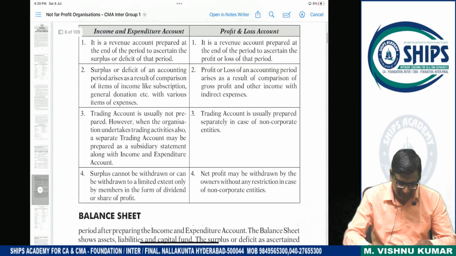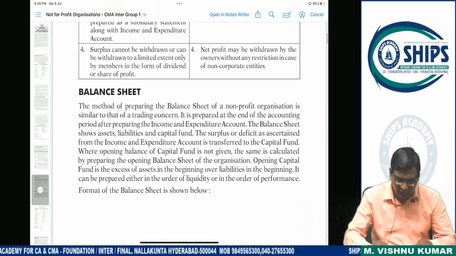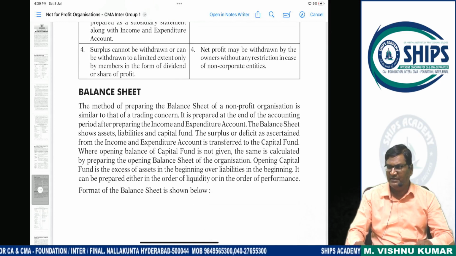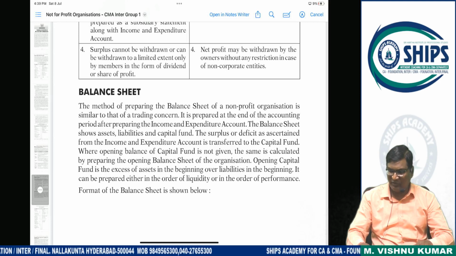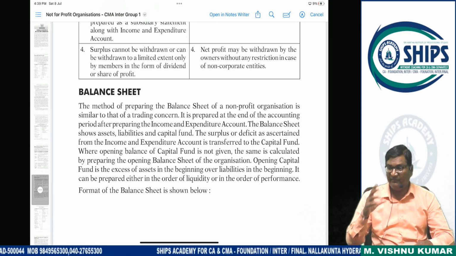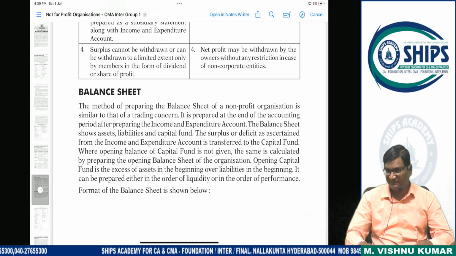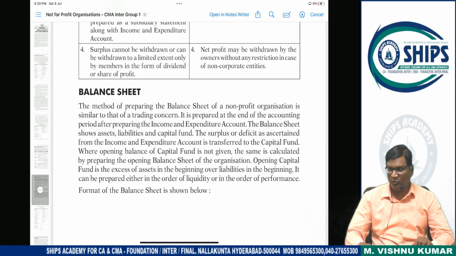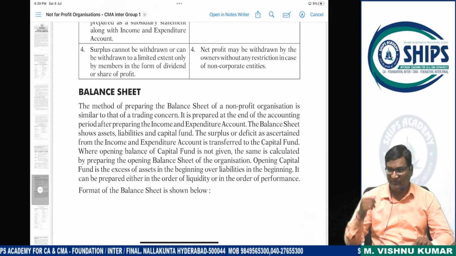Now next is the balance sheet. The balance sheet of a non-profit organization is prepared in the same manner in which we prepare the balance sheet of a profit organization. The only difference is we need a capital fund here, like capital in the financial statements of a sole proprietor. If the capital fund is not given, we need to prepare an opening balance sheet. Opening assets on the asset side, opening liabilities on the liability side. The difference will be the capital fund.